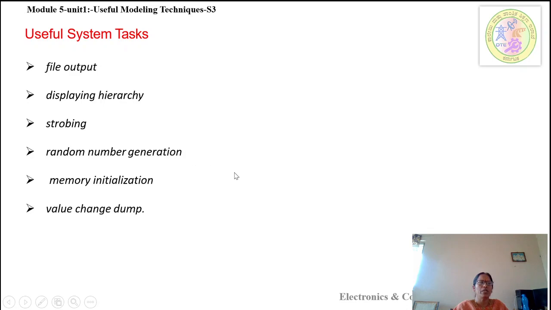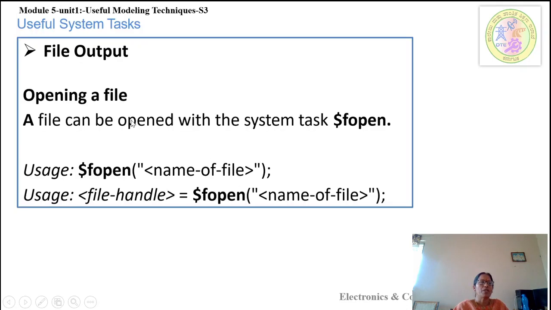So how it is working, that is what we're going to see here. File output is nothing but opening a file. To open a file, we need to use one system task, that is $fopen. The usage of this one is like this: $fopen, under the double quotes we give the name of the file with the extension, name dot extension of the file.